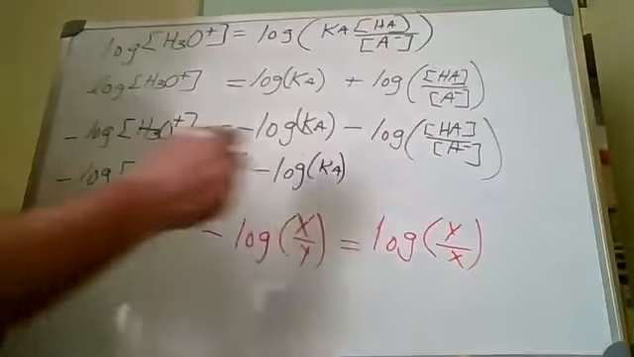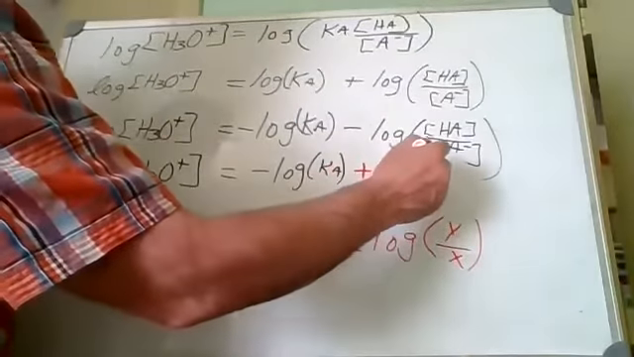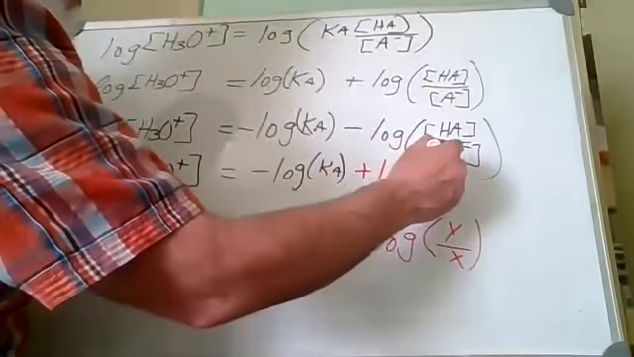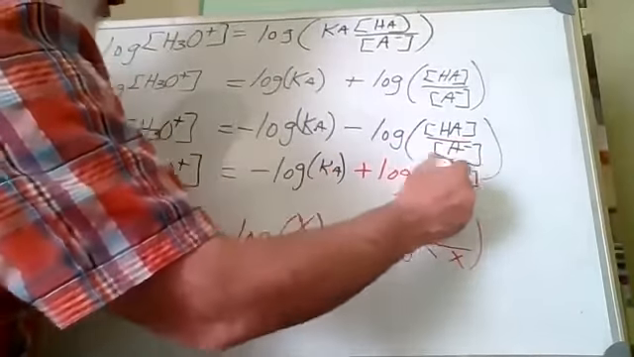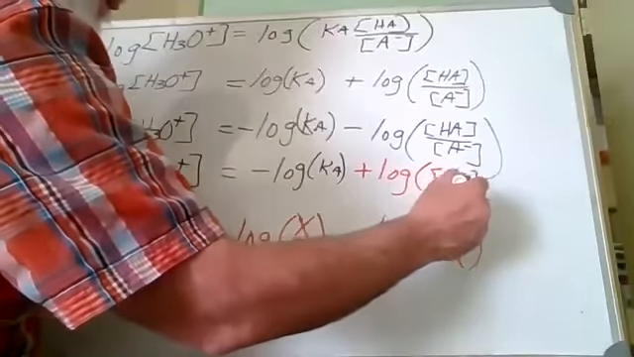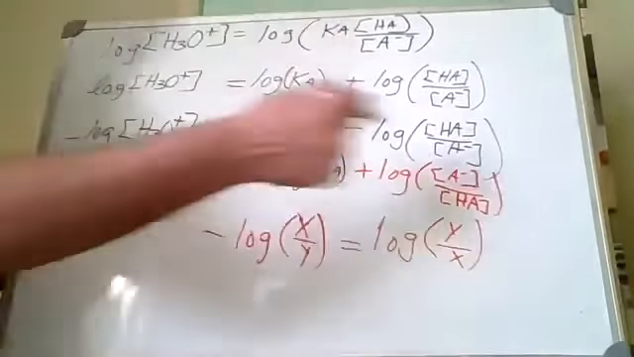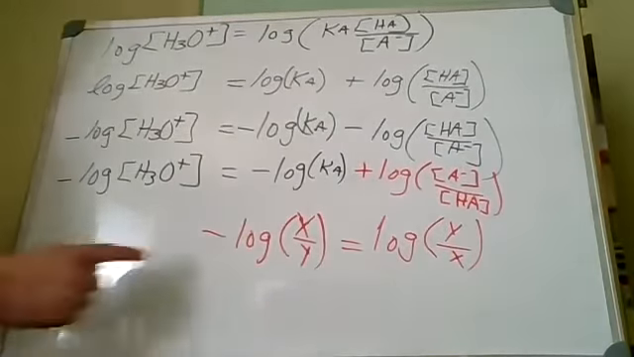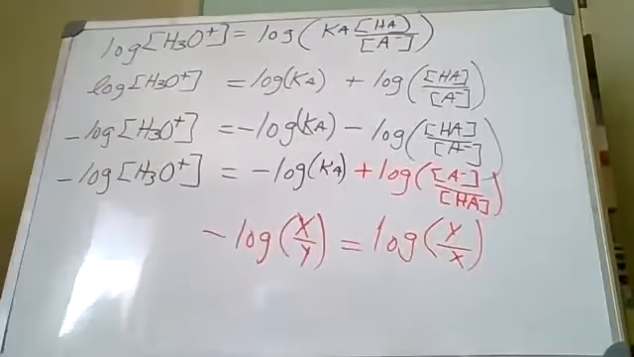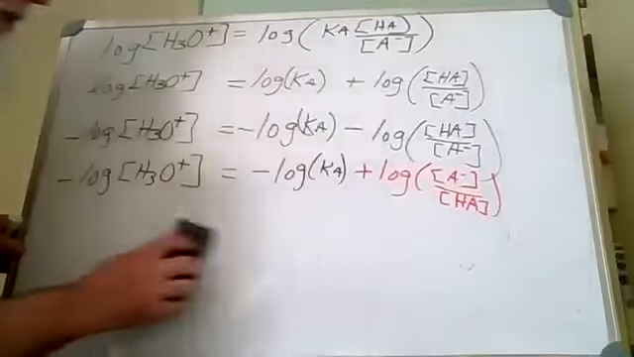All right, so I'm going to write that as plus the log of A minus over HA. And again, you're not ever going to have to do this, but I just want you to see where it comes from. Okay, so can I erase this bottom line in red? Yes. All right, so there we are.